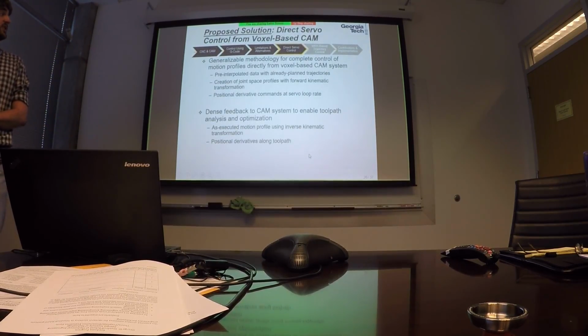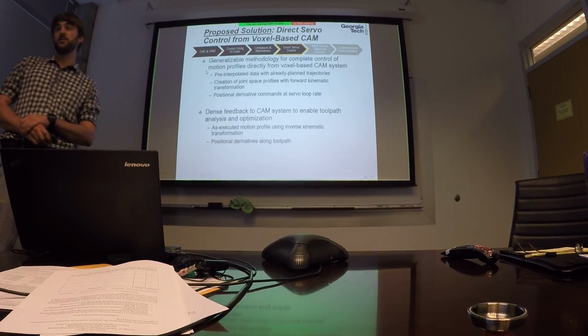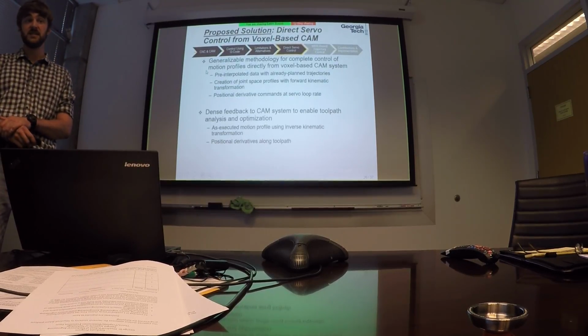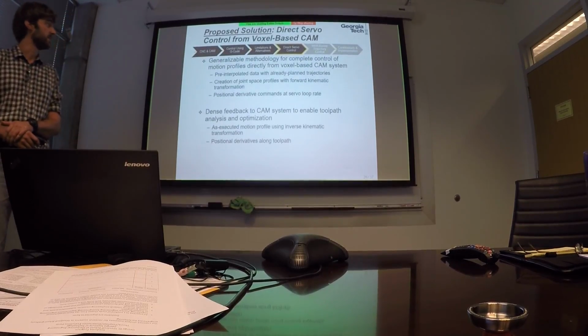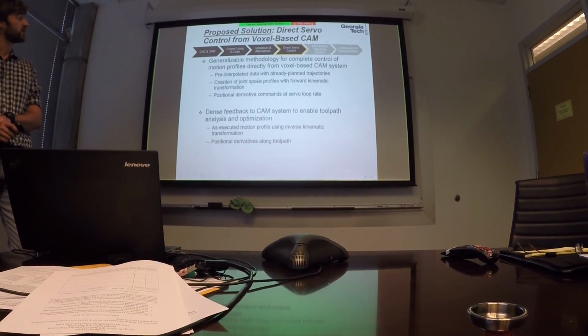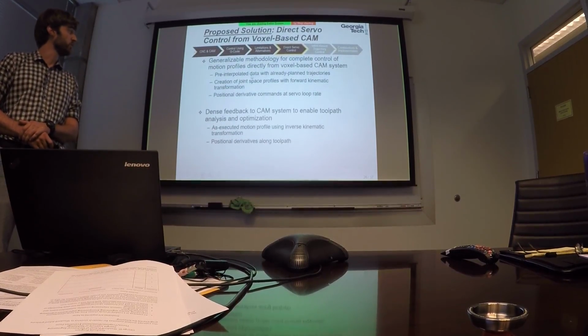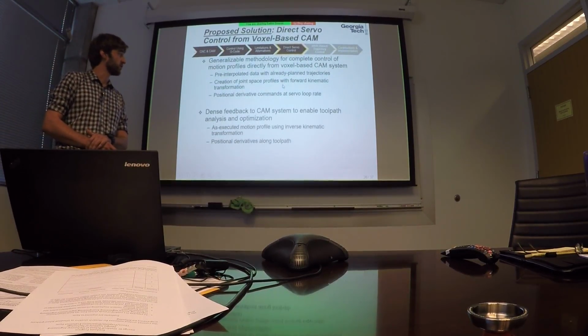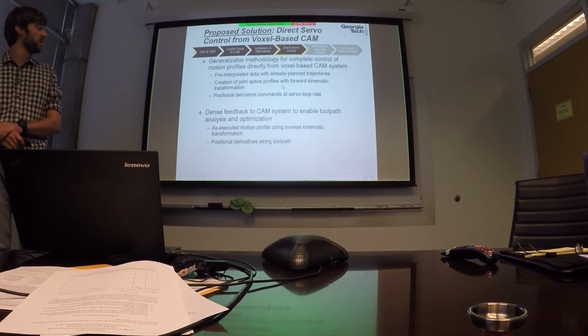The proposed solution is direct servo control from voxel-based CAM, which will be a generalizable methodology for directly controlling the axes at the servo loop rate from the voxel-based CAM system. So we will provide pre-interpolated data with already planned trajectories to the servo loops through joint space profiles that are created using the forward kinematic transformation that we talked about before.